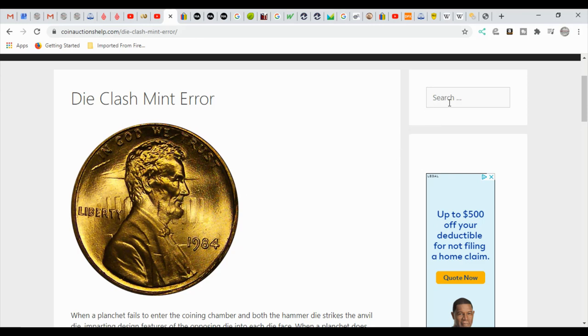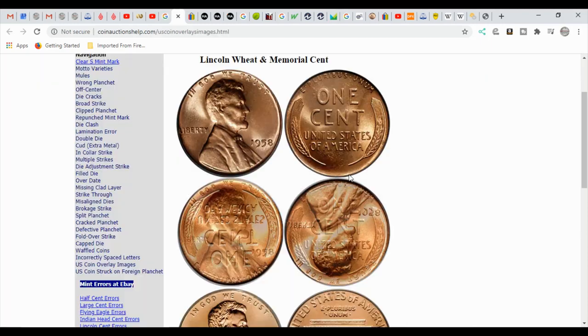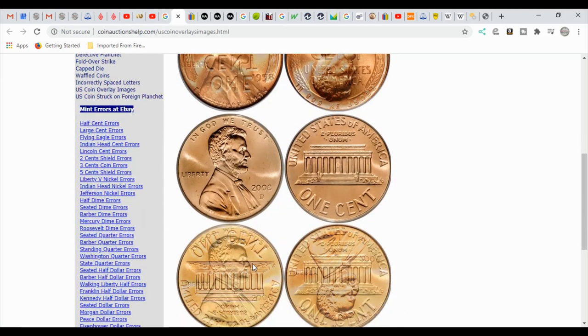What's also important when you're looking at a die clash, let's say most of the die clash is removed except for maybe this right here, and it looks like Lincoln has a horn on his head or something. Well, what you want to do is this. On my website, I actually have what they call overlays. You can look at the overlay and see, as far as the memorial is concerned, what it is. This is the memorial and it is upside down, so obviously that's what that is. It's part of the bottom of the memorial.